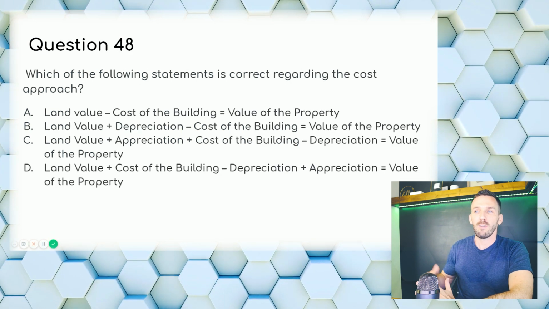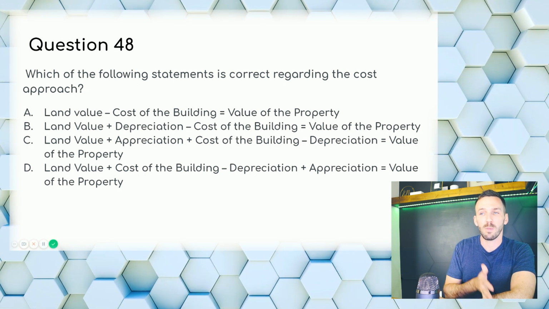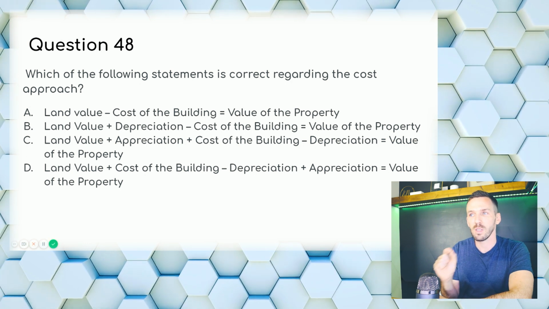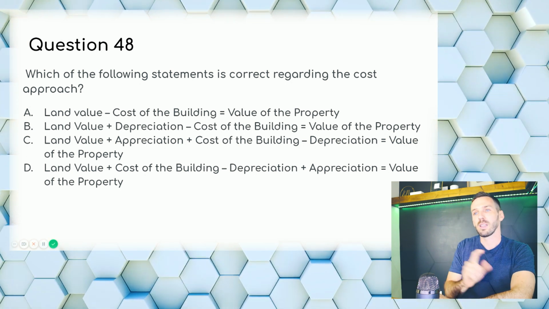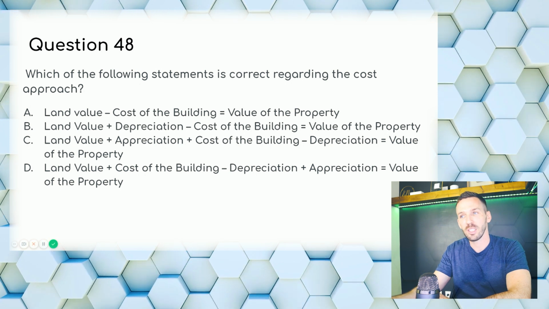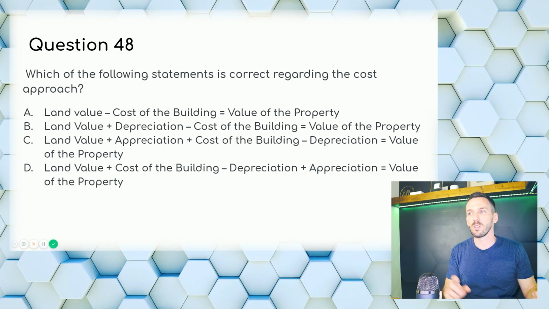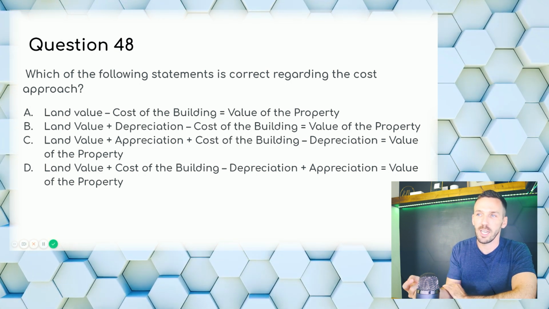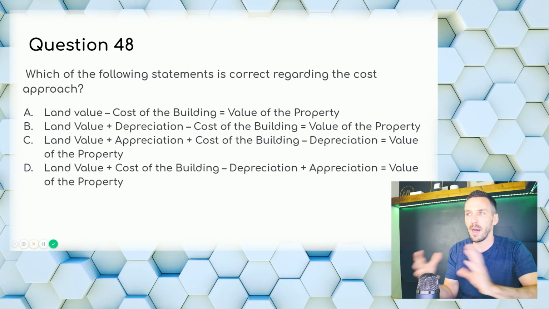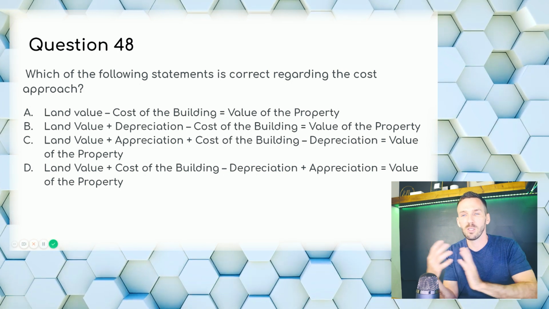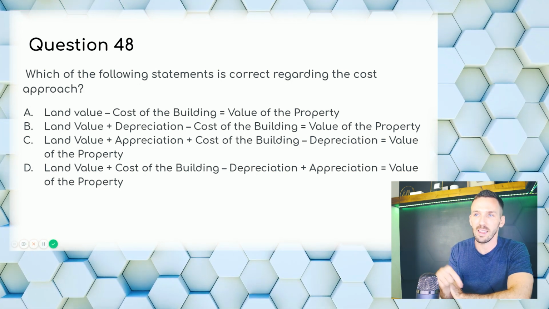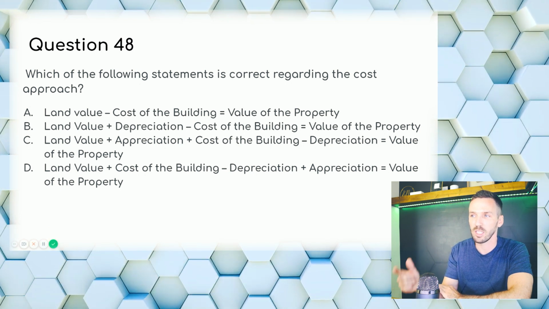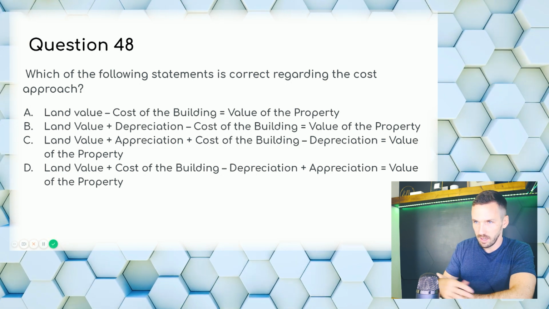Question 48. Which of the following statements is correct regarding the cost approach? A, land value minus the cost of the building equals the value of the property. B, land value plus depreciation minus cost of the building equals value of the property. C, land value plus appreciation plus cost of the building minus depreciation equals value of the property. Or D, land value plus cost of the building minus depreciation plus appreciation equals value of the property.